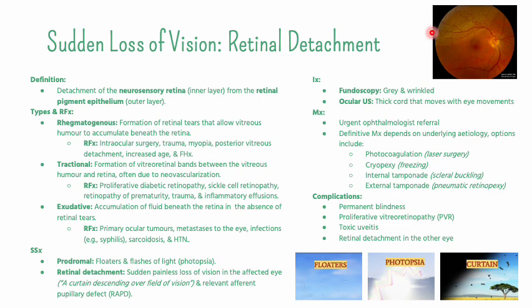The management for retinal detachment is an urgent ophthal referral, in which the definitive management depends on the underlying cause, but options include photocoagulation, cryopexy, internal tamponade, and external tamponade. The complications of retinal detachment include permanent blindness, proliferative vitreous retinopathy, which involves the growth of membranes within the eye, which can contract and cause the retina to detach again. It's characterized by the formation of fibrous or scar-like tissue on the surface of the retina and within the vitreous cavity. Other complications are toxic uveitis and retinal detachment in the other eye.